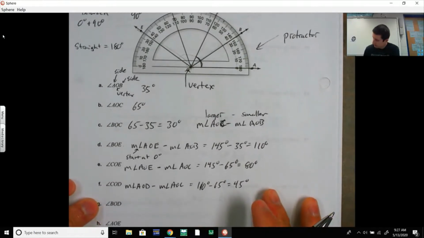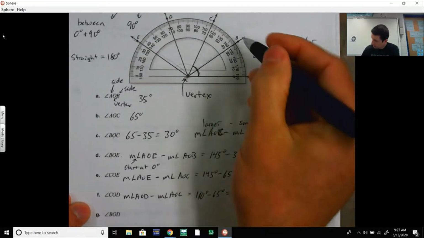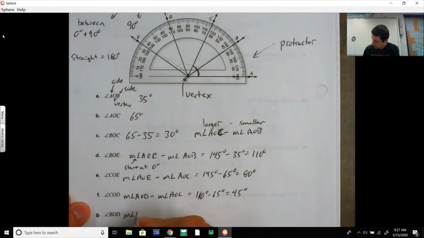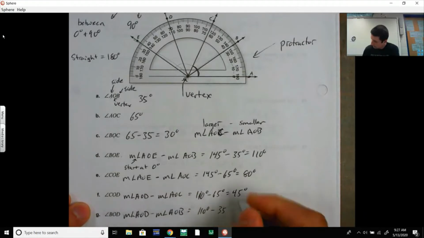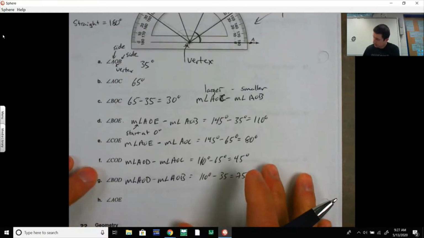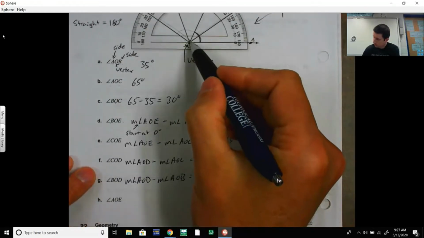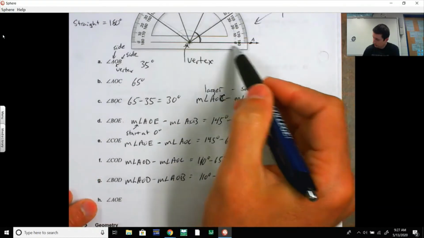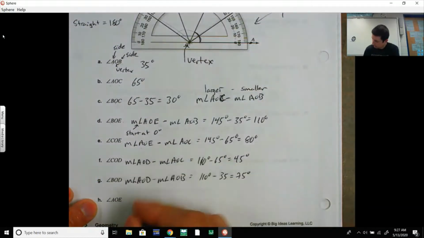Measure of angle BOD, two more, BOD. So that's the measure of angle AOD minus the measure of angle AOB. So AOD we know is 110, AOB is 35, so that would be 75 degrees. And the last one, AOE. Well, we already know AOE. We've done that up here. AOE is 145.